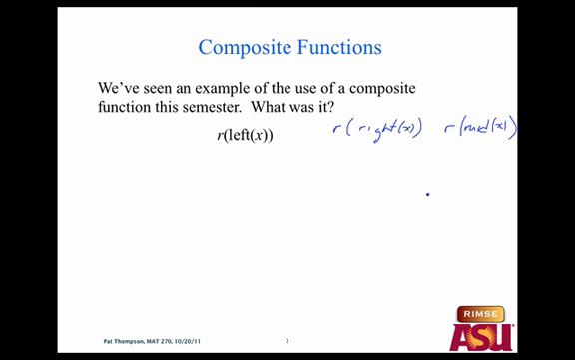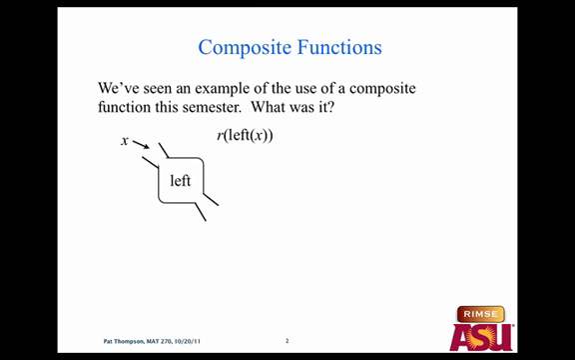And the idea here is a process of going through two functions in succession. That's the idea of a composite function. We have a first function, in this case the left function, in which x is the input. And the output for this particular function is another x value, the x value at the left side of the interval that x was in. So this is the output of the left x function.